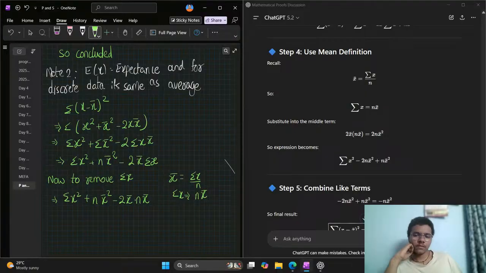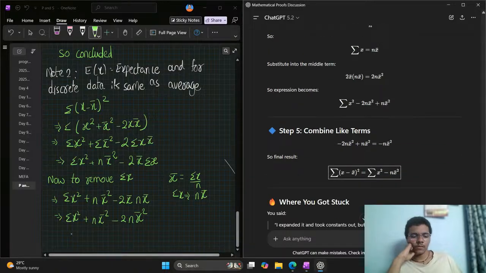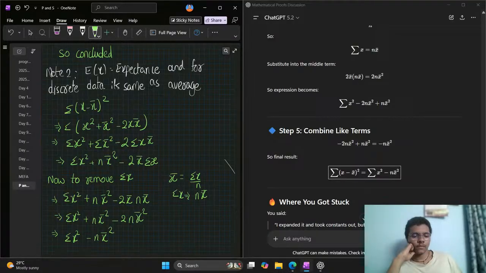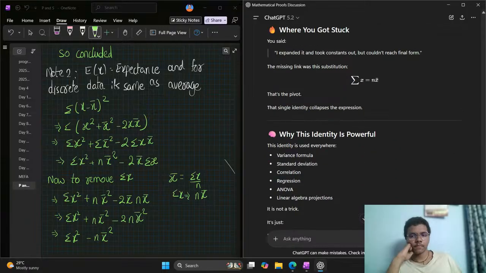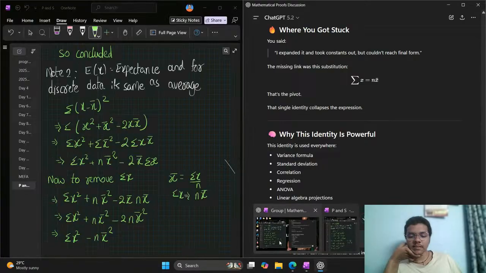Yeah, 2n x bar square. Okay, this is not power minus 2, by the way. Nice. We made it. The missing link was this substitution. Yes, it indeed is.